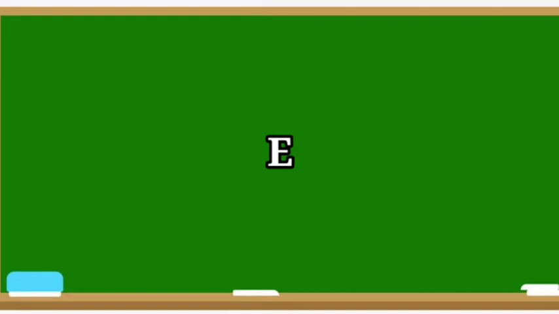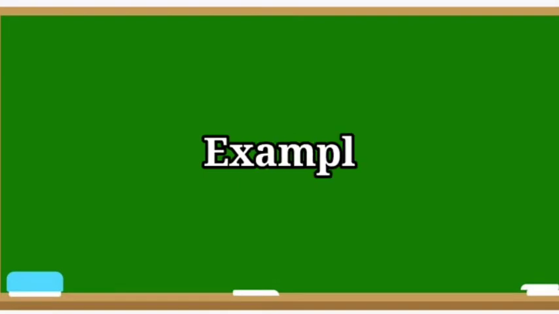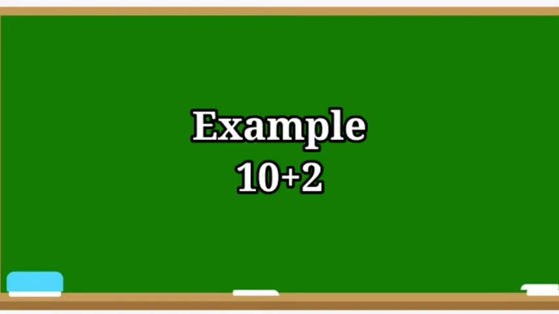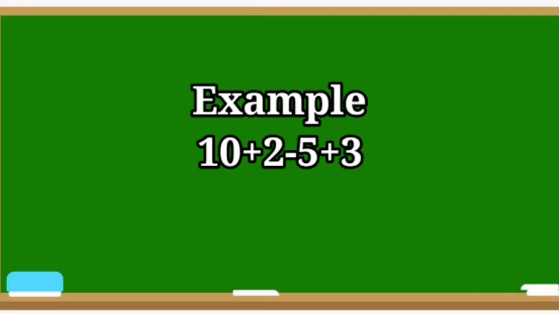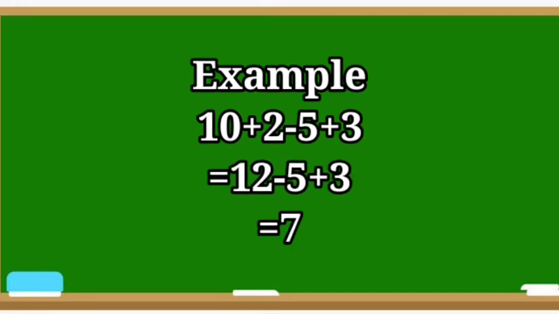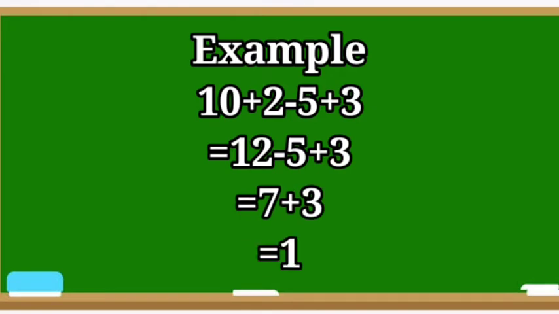Another example, 10 plus 2 minus 5 plus 3. The operations are addition and subtraction. In PMDAS rule, we have to solve the expression from left to right. So, add 10 and 2, 12 minus 5 plus 3. Subtract 5 from 12, 7, and add 3 equals 10. So 10 plus 2 minus 5 plus 3 is equal to 10.